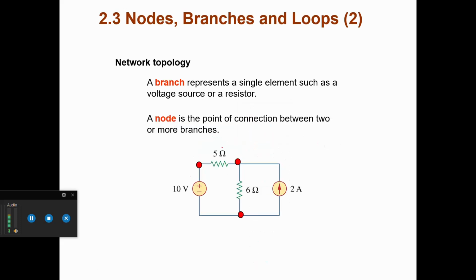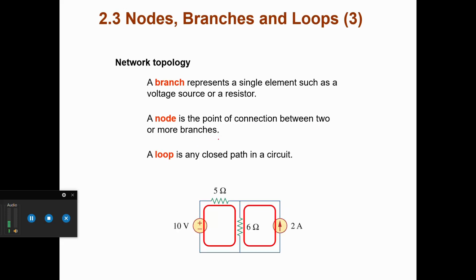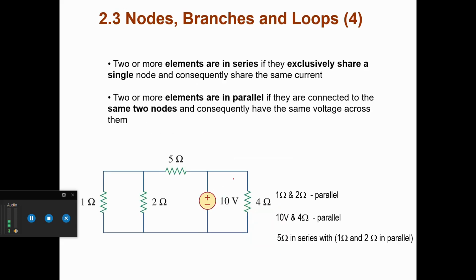So here we have: a node is a point of connection between two or more branches. Again, this is a node, this is a node, this is a node. Usually the common node connected to the negative side is referred to as a ground node. So a node is a point of connection between two or more branches. A loop is a closed path in a circuit.